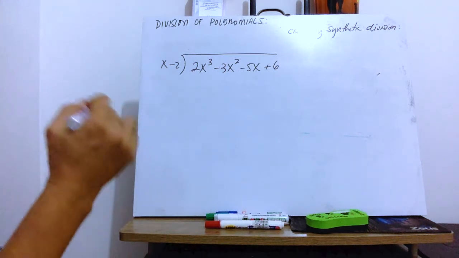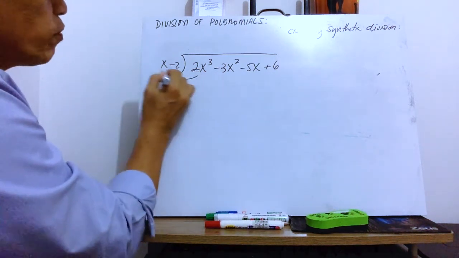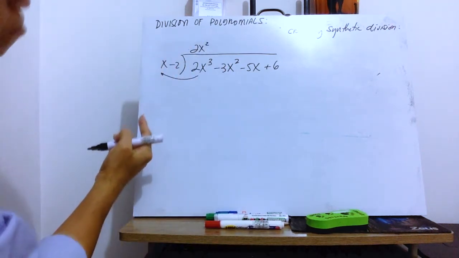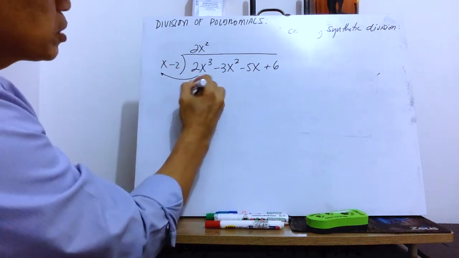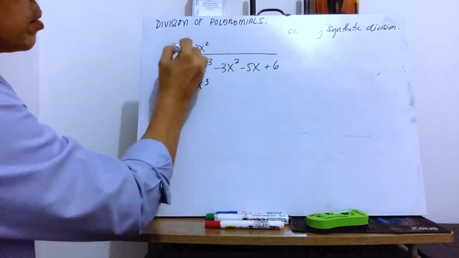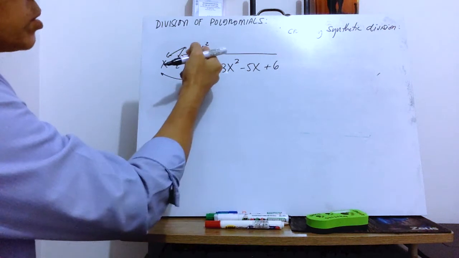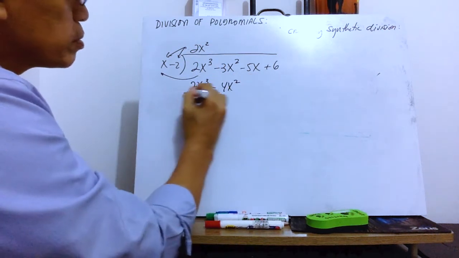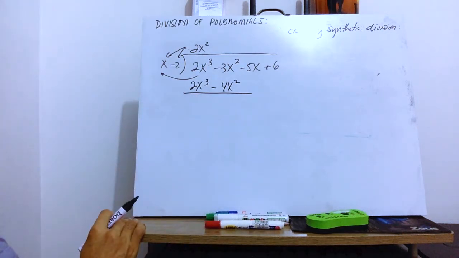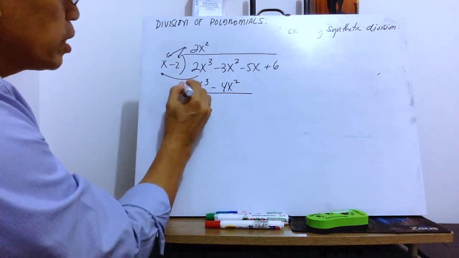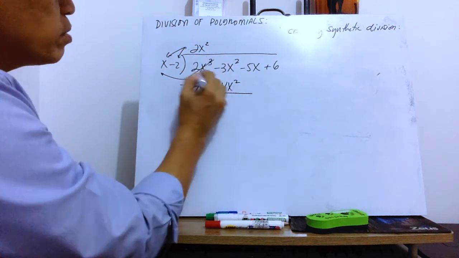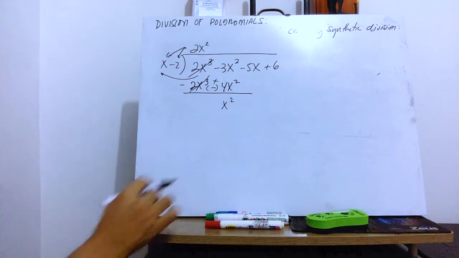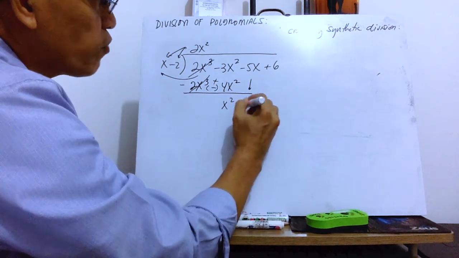Divide once, multiply twice. So 2x cubed divided by x is 2x squared. Okay? 2x squared times x, 2x cubed. Multiply twice, right? So 2x squared times negative 2, that's negative 4x squared. Next step, change signs. Make this negative, make this positive. This cancels out. This becomes x squared. And then bring down the next term, minus 5x.